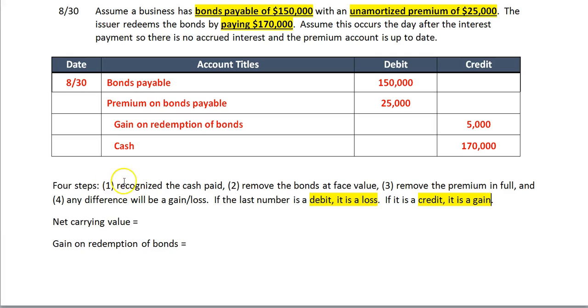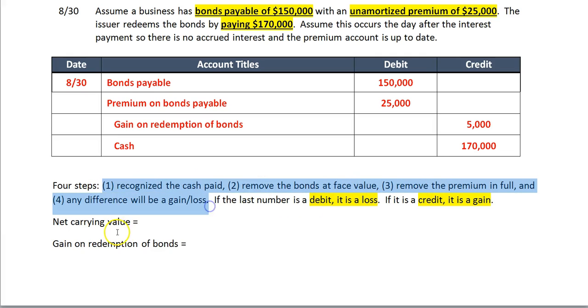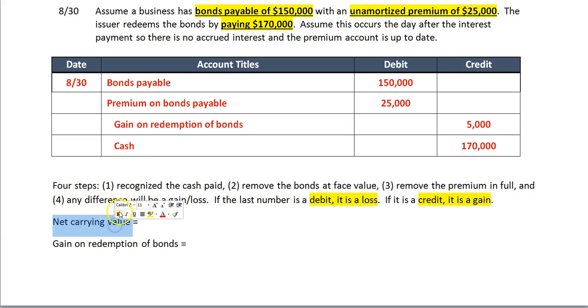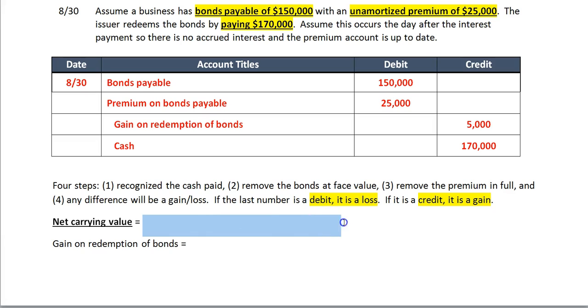Alright, you can see the steps I approach it. I approach it in this 4-step process to think about it. So feel free to adapt that. Here's a new definition. It's called net carrying value. We usually net things with their related accounts, like a fixed asset with its accumulated depreciation, we get book value. This one's for liabilities, called net carrying value.